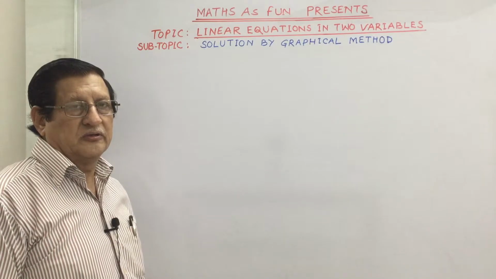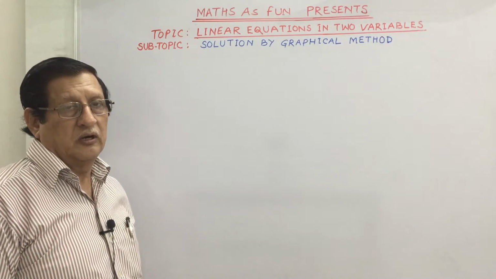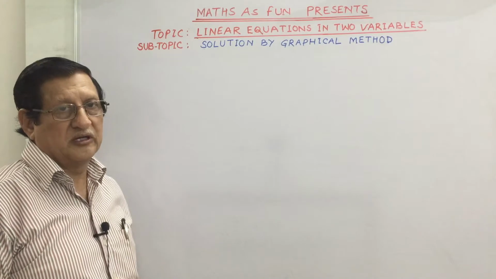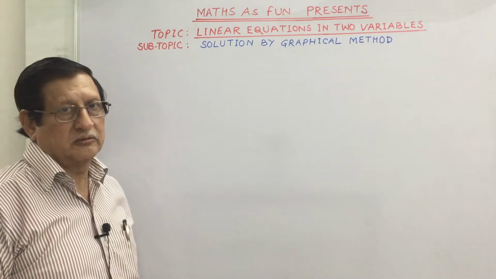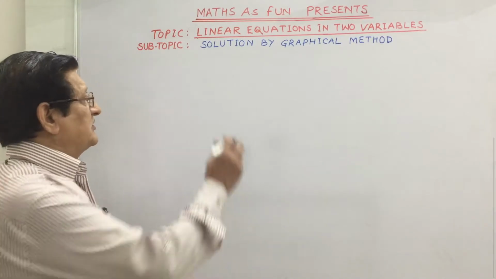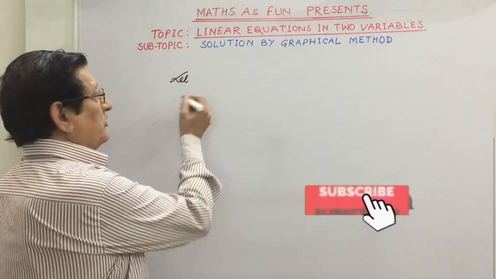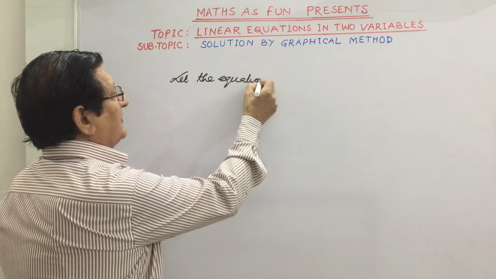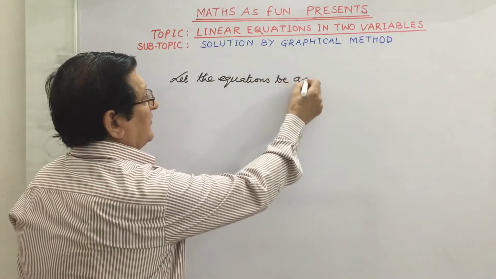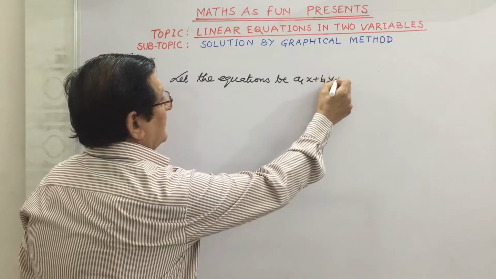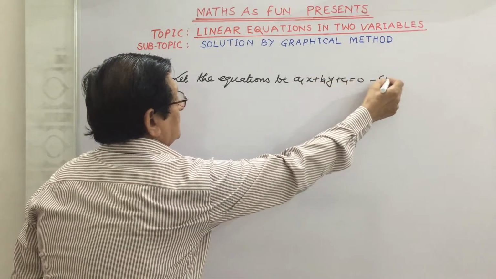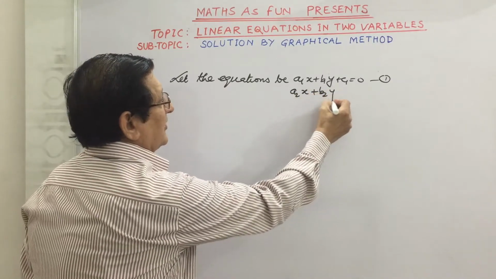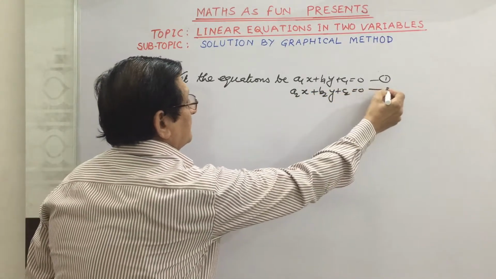Hello everyone. In today's video, we will learn how to find out the solution of a pair of linear equations in two variables by using graphical method. For that, let us take any two equations. Let the equations be a1x plus b1y plus c1 equal to 0. This is equation number 1. And second is a2x plus b2y plus c2 equal to 0.